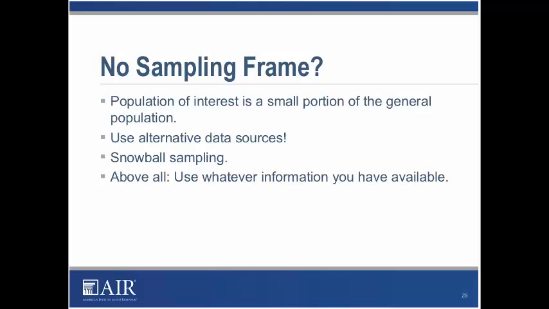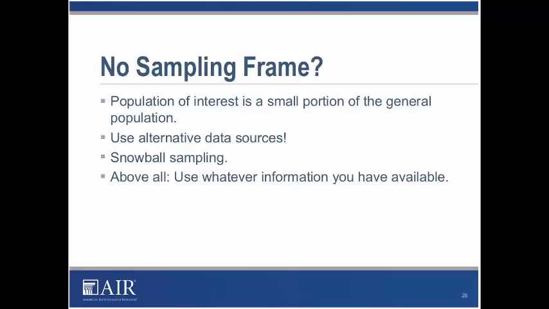Sorry about that. So, as is often the case, especially for you, I'm sure, and for lots of surveys, what do you do when you don't have a sampling frame? In many cases, there's no sampling frame to draw a sample from. This is especially true when the population of interest has a low prevalence among the general population. So one thing you can do is use secondary data sources to target data collection efforts in areas where the population of interest is more likely to be located.